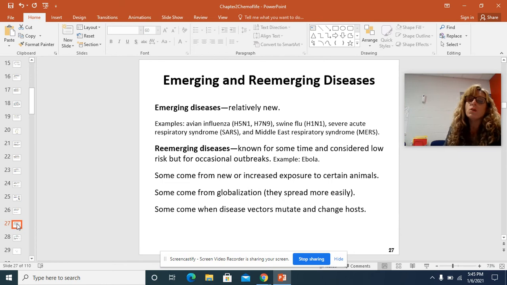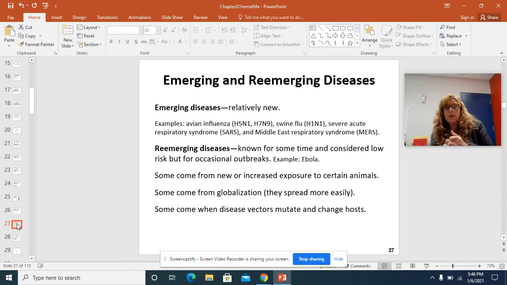Okay. So talking about emerging and reemerging diseases. Emerging diseases are relatively new. Okay, now this textbook came out last year or the year before. So examples are your avian flu, your swine flu, SARS, and MERS. We would now put COVID-19 on there as well. And then your reemerging diseases, we've known about them, but they're considered low risk because they have occasional outbreaks, like Ebola. And so why do we have emerging and reemerging diseases?